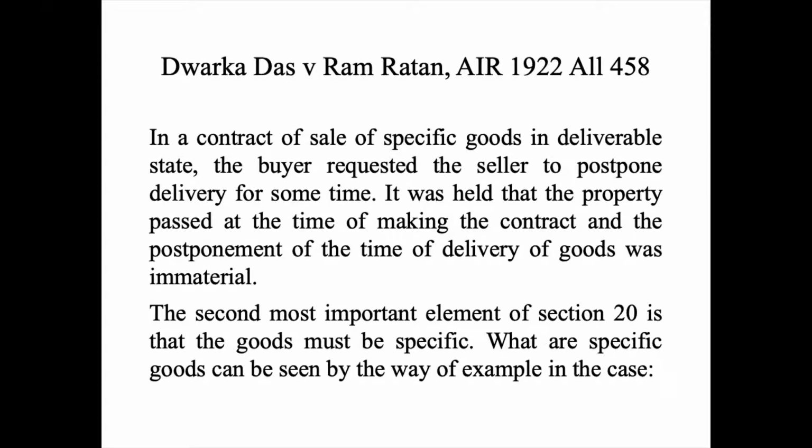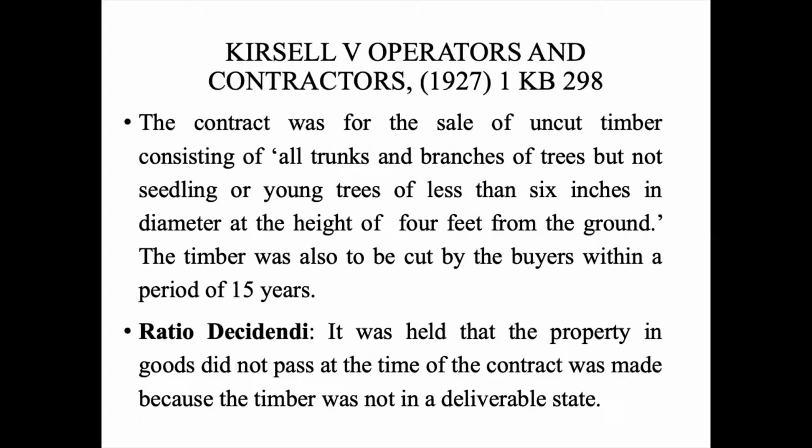Now, in the case of Dwarkadas versus Ramratan, it was a contract of sale of specific goods in a deliverable state. The buyer requested the seller to postpone the delivery for some time. It was held that the property passed at the time of making the contract, and the postponement of the time of delivery of goods was immaterial. The second most important element of Section 20 is that the goods must be specific. What the specific goods are can be seen by way of example in the case.